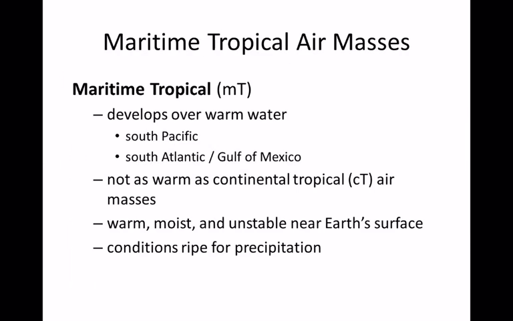Okay, maritime tropical. Maritime meaning moist, tropical meaning warm. We talked about a couple of source regions. These would be for us from the south, over either the Gulf or the two oceans. And these are unstable because they're both warm and moist. So these are definitely a player when we get hammered with precipitation.